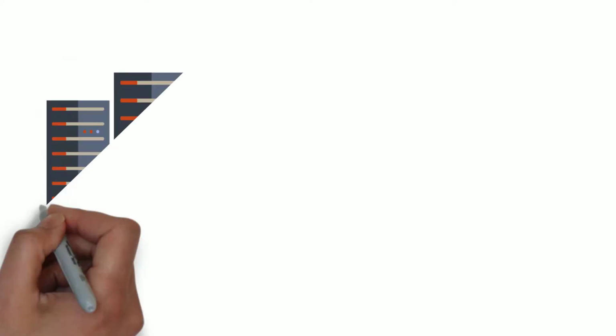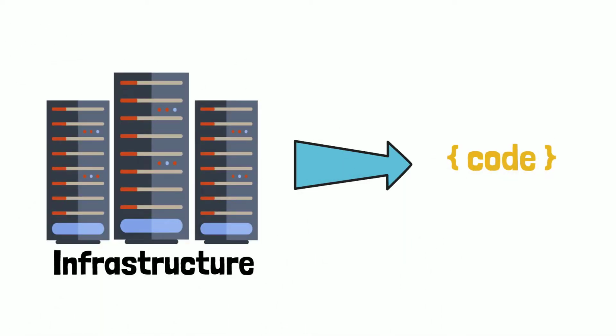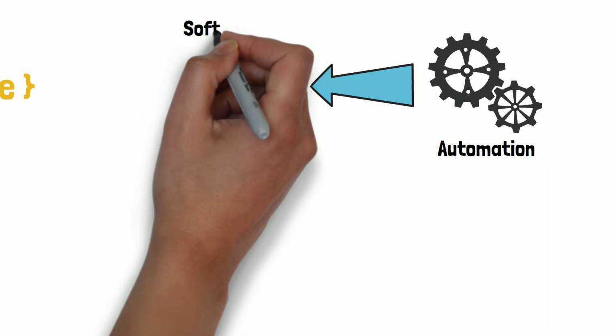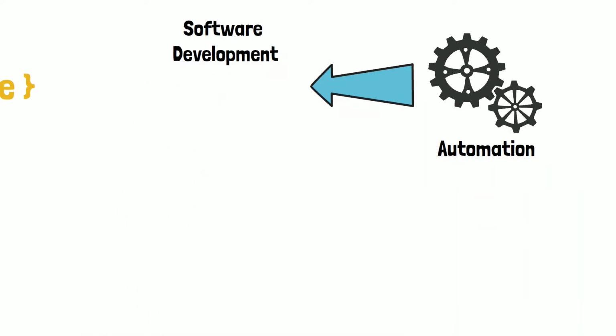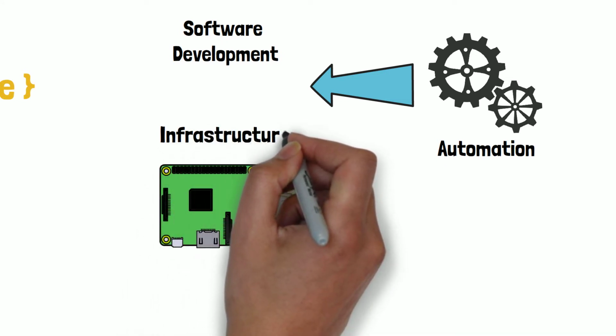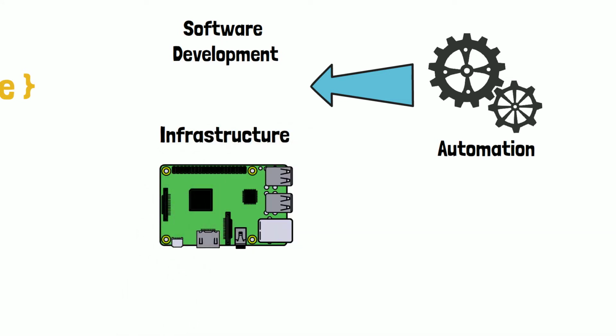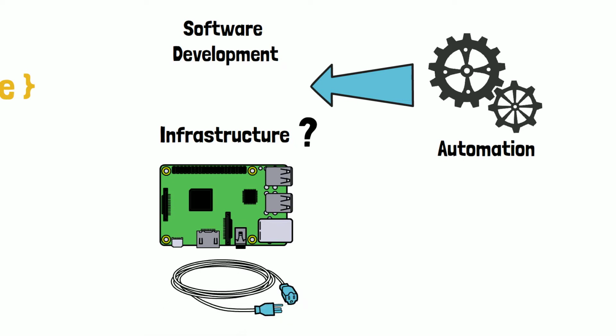We have discussed infrastructure as code in our previous videos, but today we will explore its real benefits. Automation is a vital part of any software development, and infrastructure is no different. But how would you automate infrastructure? After all, it involves setting up the hardware, connecting wires, etc.